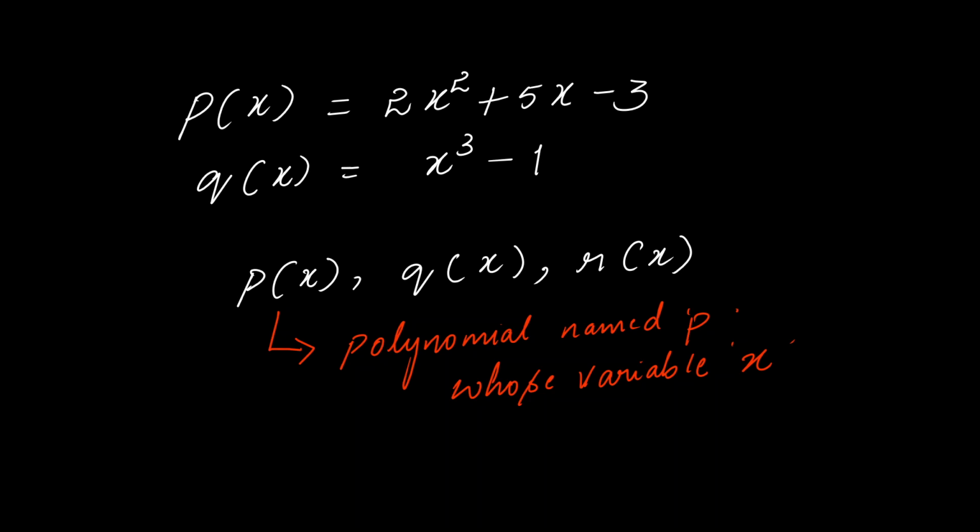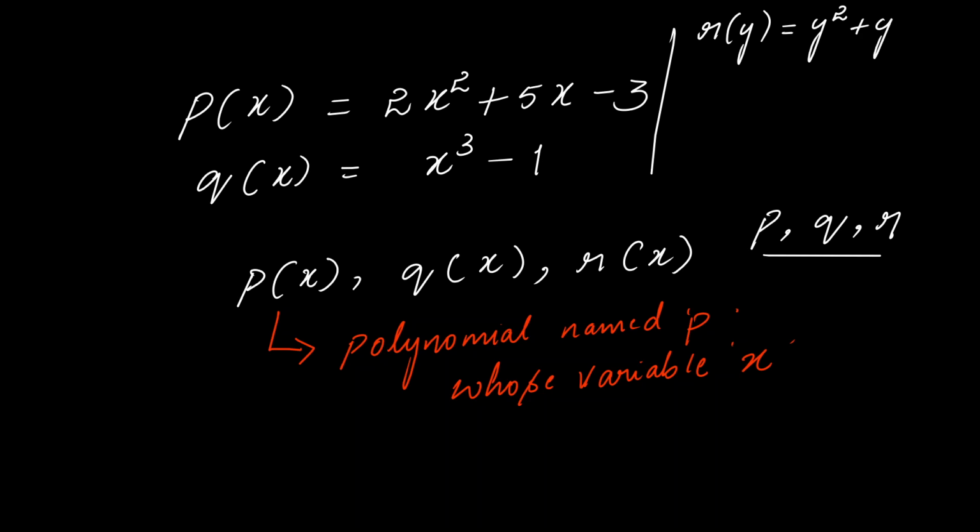If you are using variable y, then the polynomial will be R of y. If you are writing u, then the polynomial will be S of u. So P, Q, R are just names like your name, my name. They just help us identify different polynomials. Now R of y is equal to y square plus y plus 1. Here the variable is y, so we write R of y. In the next equation, S of u is equal to 2 minus u square. Here the variable is u, so we will write S of u.